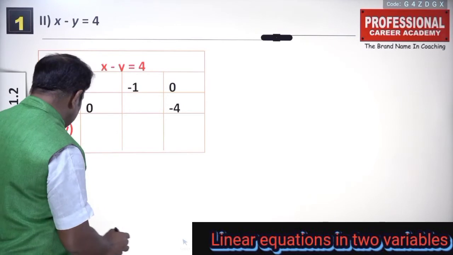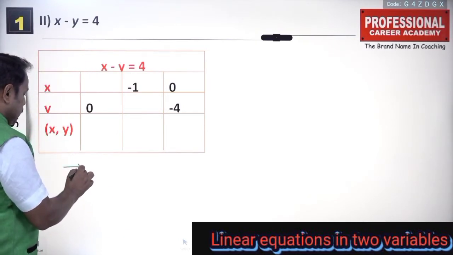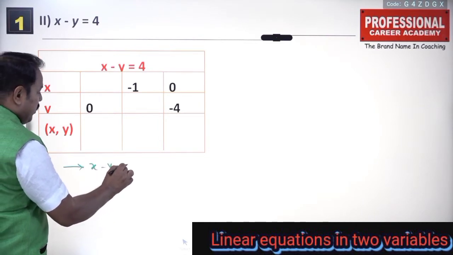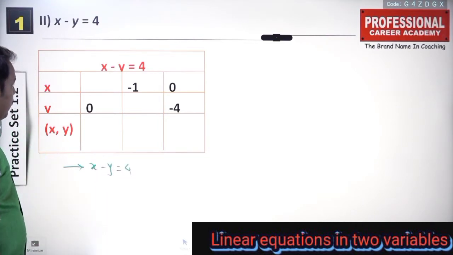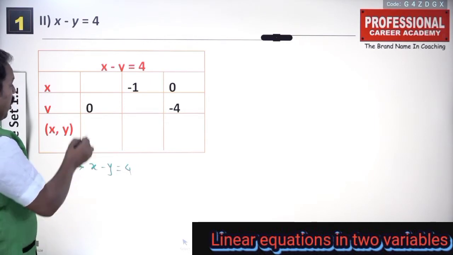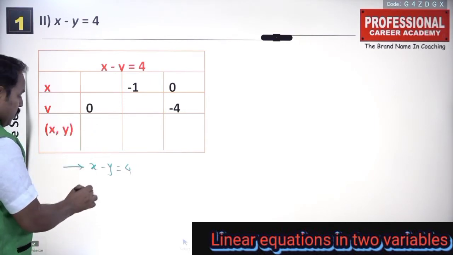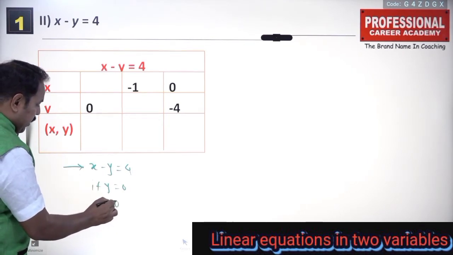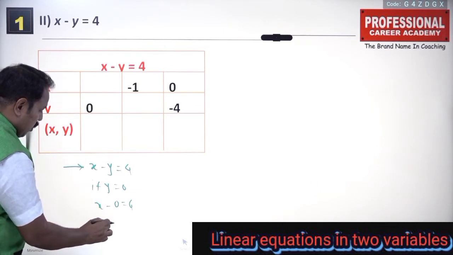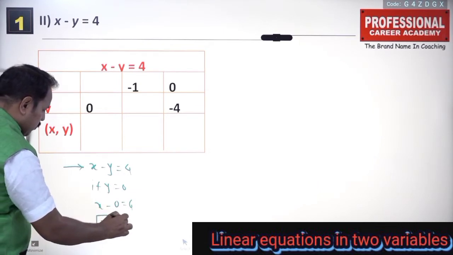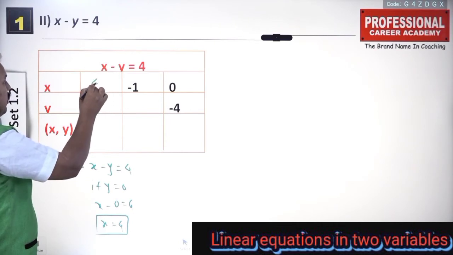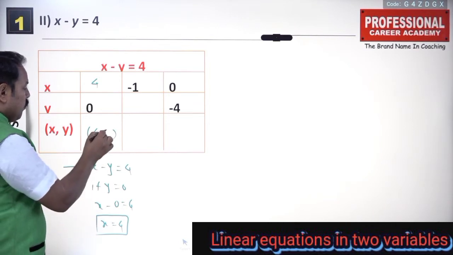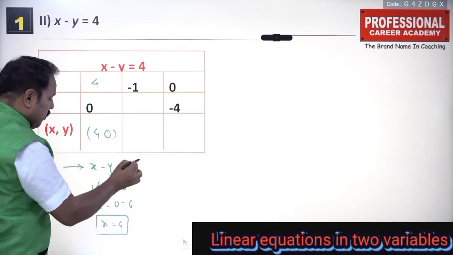So see here, what is the equation? The given equation is x minus y is equal to 4. Right? Now here already given y equal to 0. So if y is equal to 0, then this becomes x minus 0 is equal to 4, or x is equal to 4. See here, x is equal to 4. So what is the first point? (4, 0). (4, 0). See here.